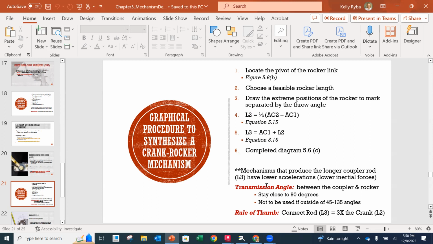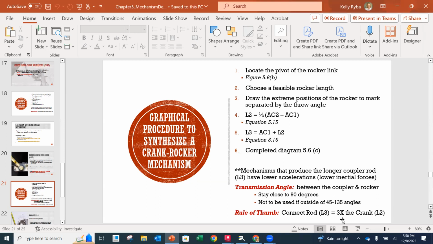Okay. Now, mechanisms that produce a longer coupler rod, the L3, will have lower acceleration. So you try to make that L3 again 3 times or greater than the length of the crank.